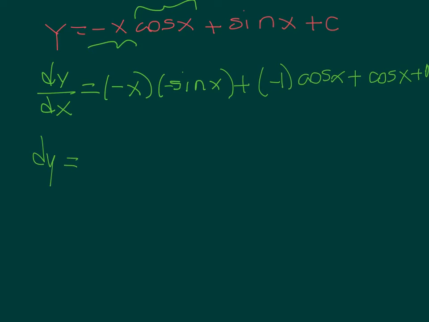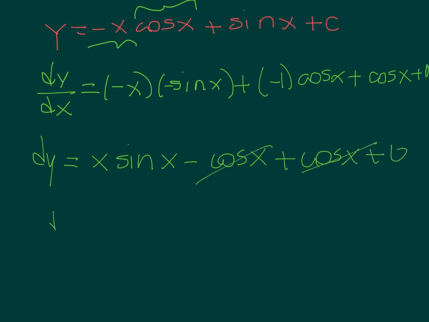So what do we have? We have dy equals negative x times negative sine of x, that is x times sine of x, minus cosine of x plus cosine of x plus 0. So we simplify the factors and we obtain that dy equals x sine of x times dx. And that's how you can know that your integral was correct.